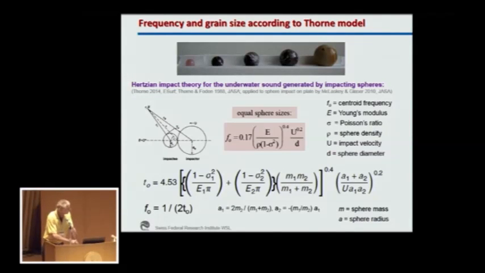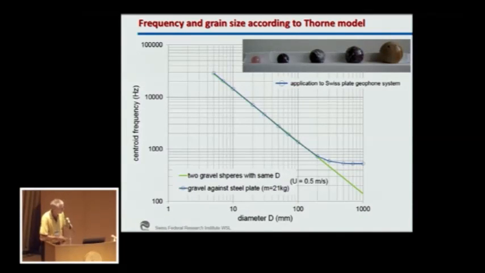If you apply this, for example, to our conditions of the Swiss geophone plate system, you will see that you basically reproduce this green line curve for quartz material. But the interesting thing is that if we use the mass of the steel plate in the equation for the larger sphere, then we can reproduce this leveling off for larger grain sizes, which we have observed experimentally in the field. Okay.